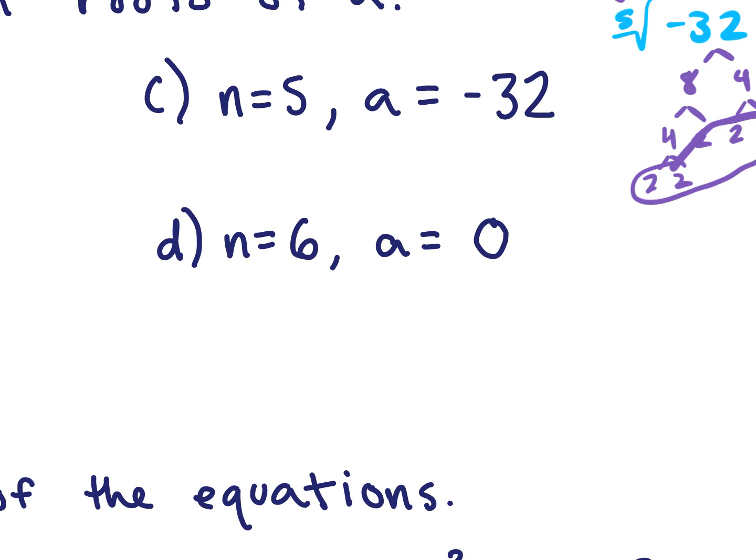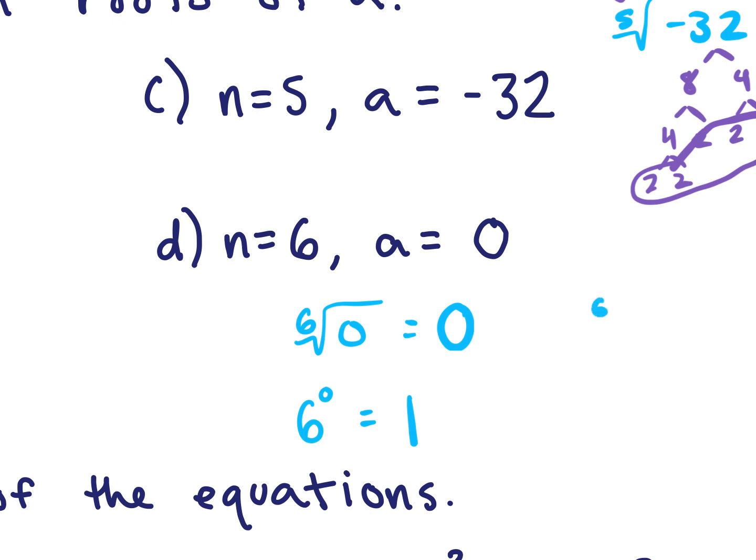All right, let's look at D. So I'm looking for the 6th root of 0. What is the 6th root of 0? 0. Be careful. Some people said this was 1 yesterday, but that's when you have any number to the power of 0. So let's say I had 6 to the power of 0. What would this be? 1. 0 as an exponent makes your answer 1. But if it's 0 on the inside, your answer is 0.